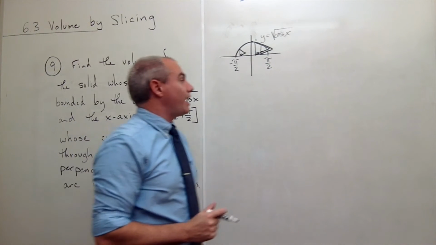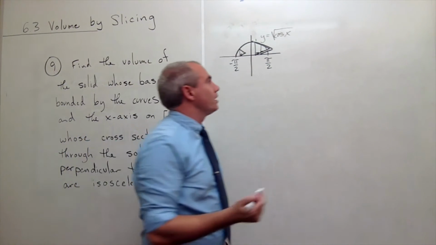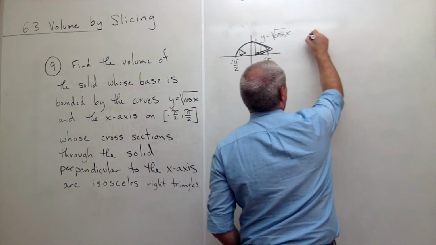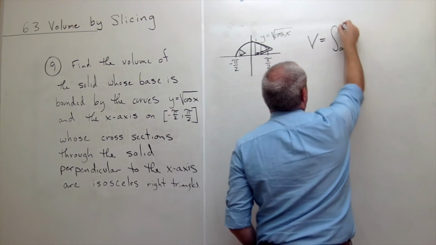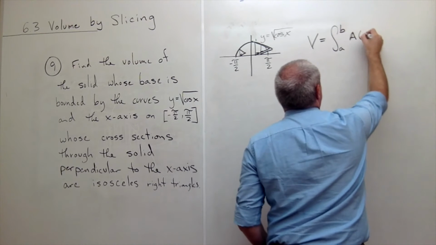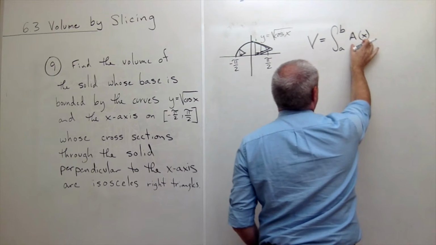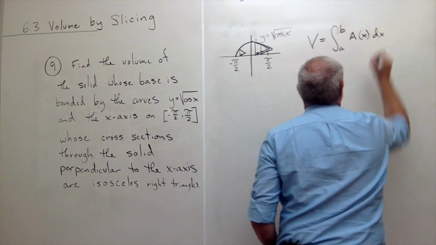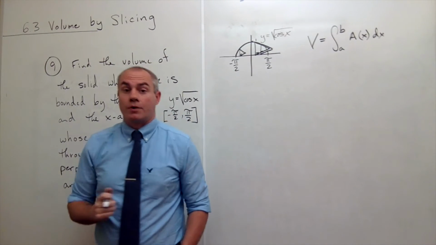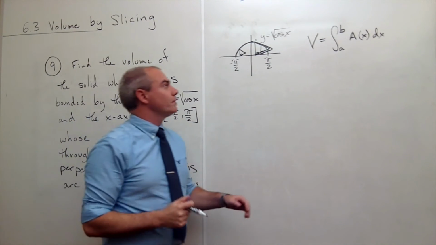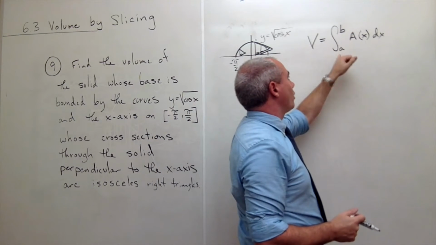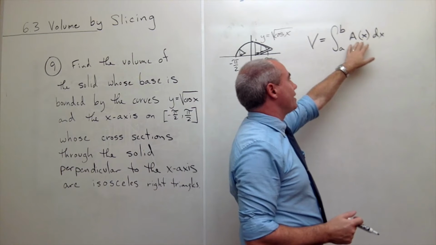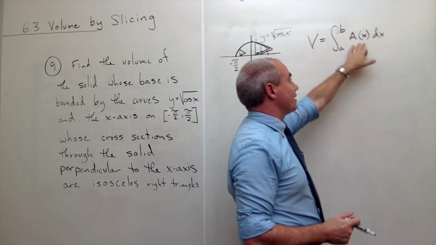How we're going to go about this is we're going to remember our formula that the volume that we're looking for is equal to the integral from a to b of some area function of the cross-section dx. Okay, so the question here is, where am I integrating to and from? What are my a and b? And then what is a cross-sectional area in this case?